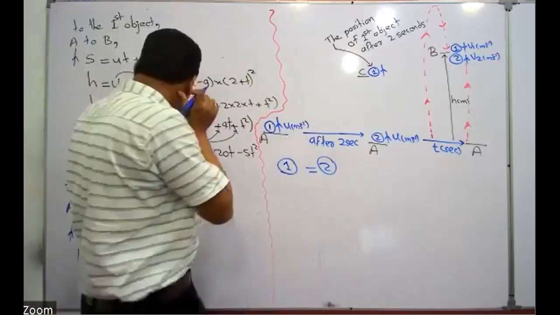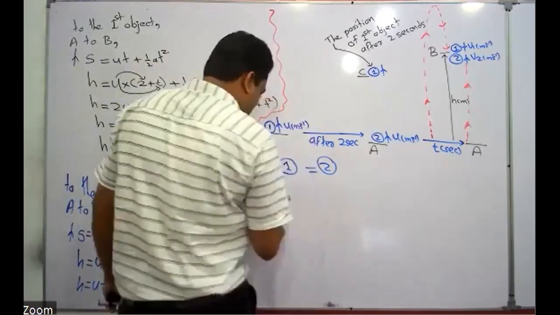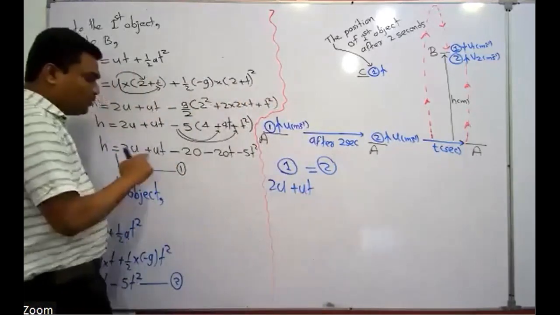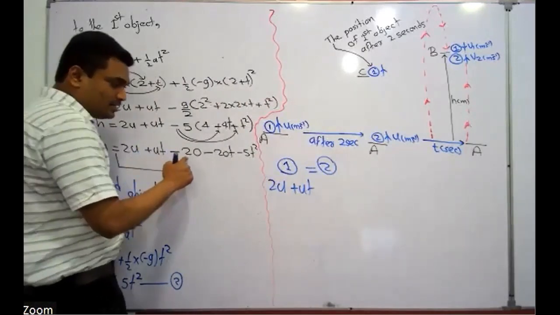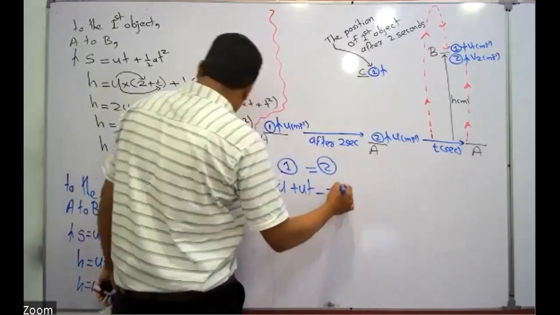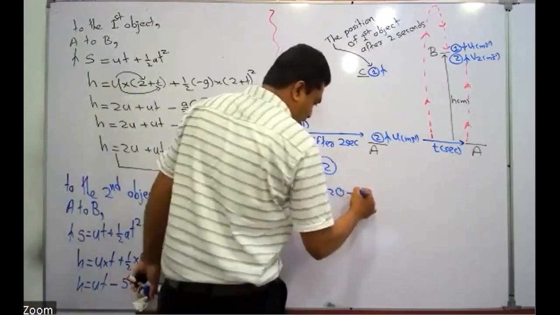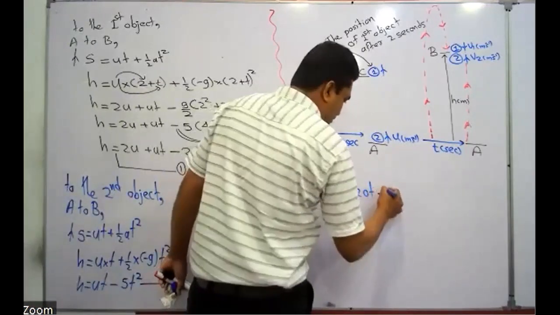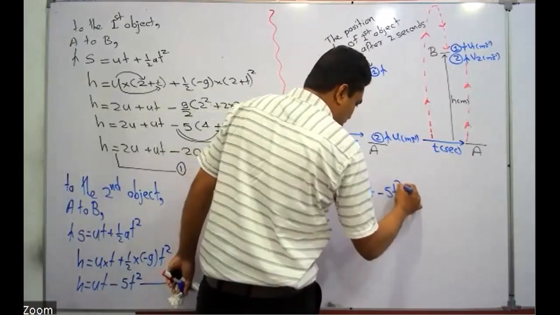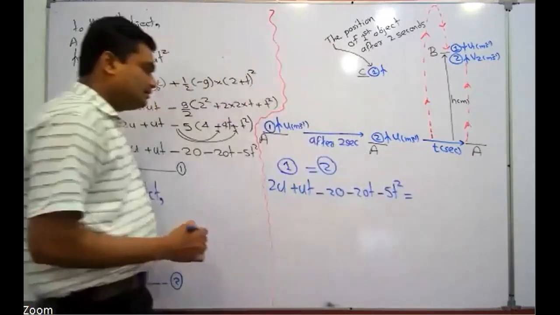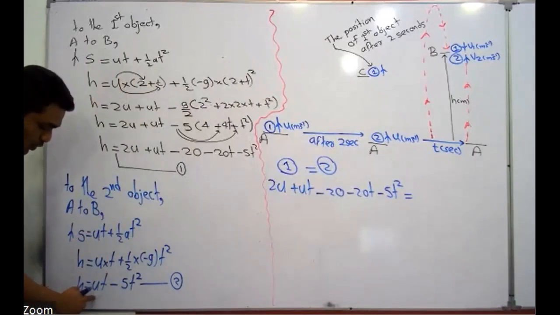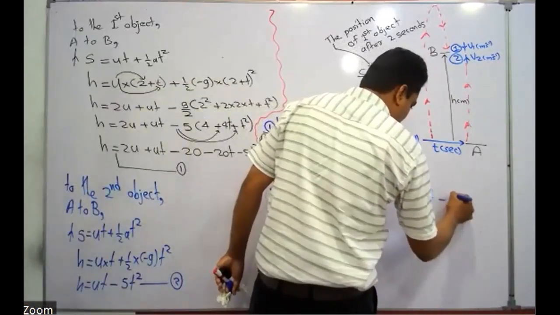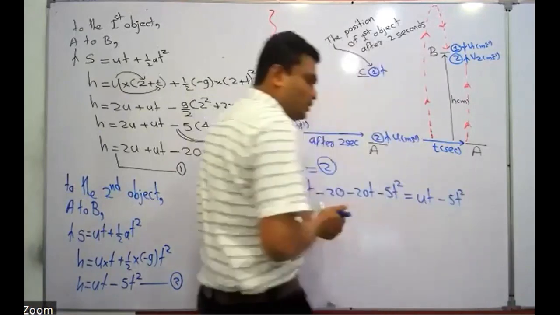First equation is 2u plus ut minus 20 minus 20t minus 5t square equals ut minus 5t square. Now I stop writing this to get the result.